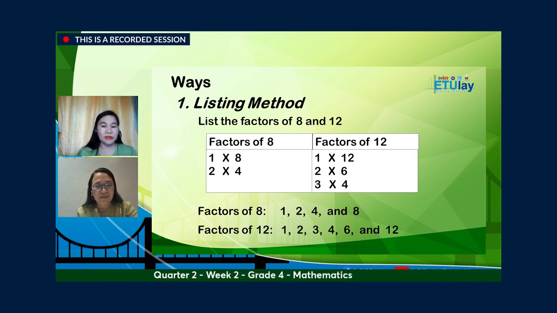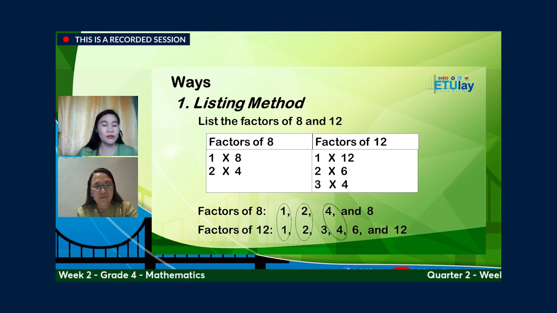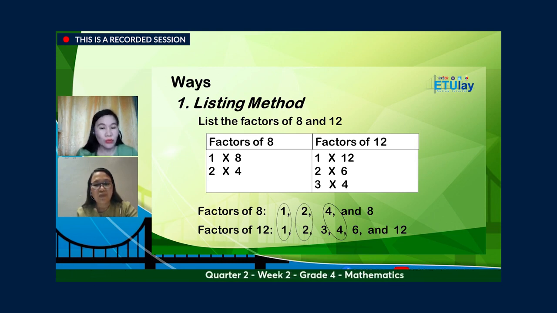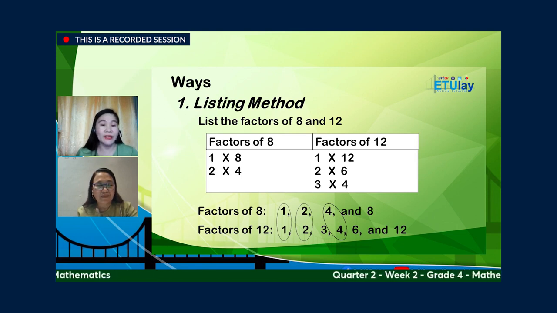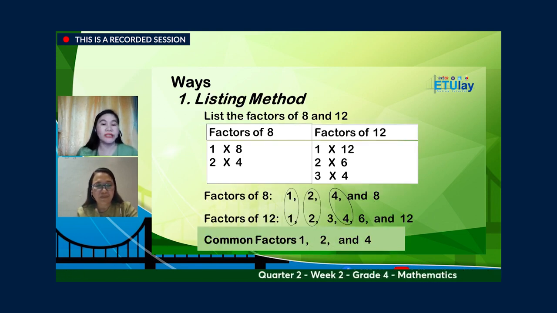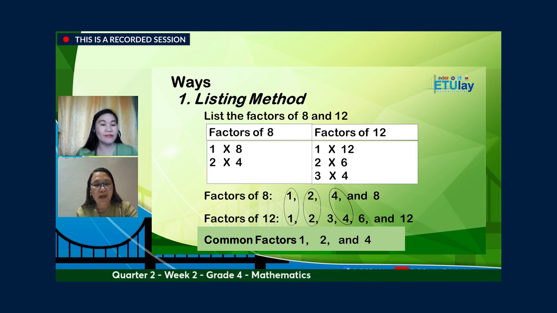So look at it. Di ba may mga common factors? What are the common factors? We have there 1, another 2, and the last one is 4. So in the factors of 8 and 12, there are 3 common factors. These common factors are 1, 2, and 4.